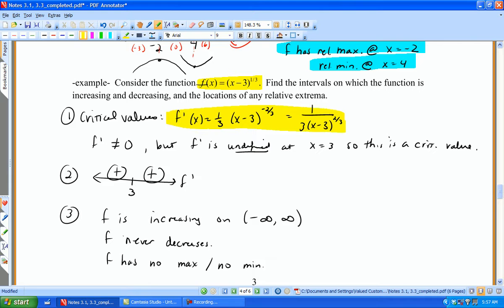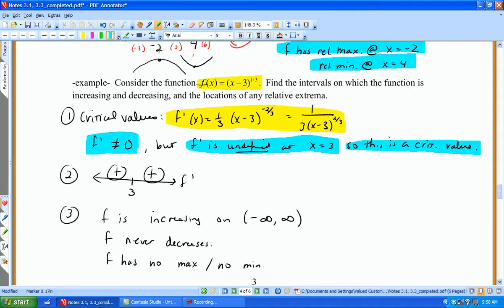Now I'm supposed to find the critical numbers, which is where the derivative is 0 or does not exist. It is impossible for the derivative to equal 0 because the only way a fraction equals 0 is when the numerator is 0, which it can't be. But f prime is undefined at x equals 3 because that causes a 0 in the denominator. So this is a critical value. Critical values are where the derivative is 0 or does not exist.